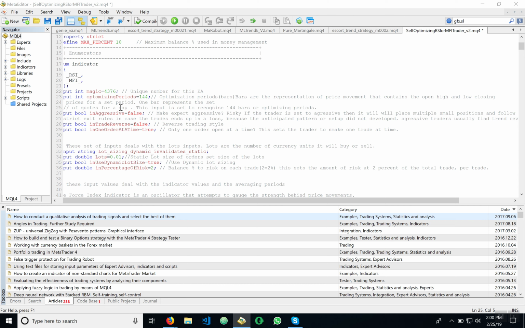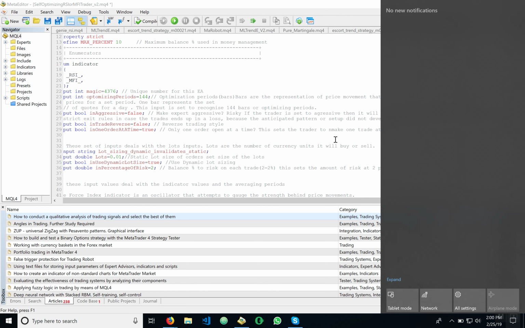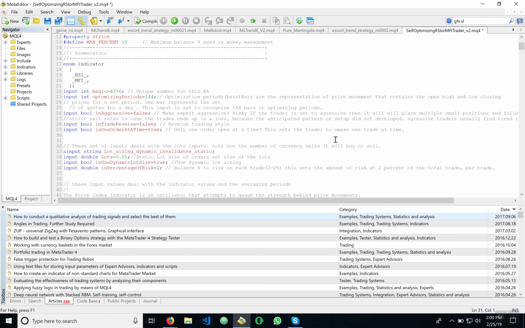So we look at the aggressive feature of the input. It's set to false along with trade reverse. But an important feature of this EA is that it does one order at a time.